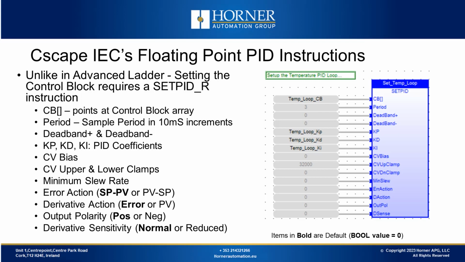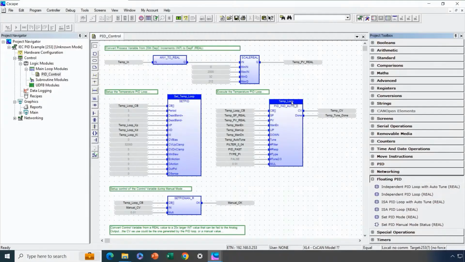In manual control, we don't directly set the control variable value within the PID instruction. There's another instruction for this purpose in IEC. You activate a bit to put the loop in manual mode, and this instruction lets you set the specific control variable manually. Don't forget to set the precision for this loop as well. Today we'll demonstrate how to set up PID in IEC using Cscape and a practical example.